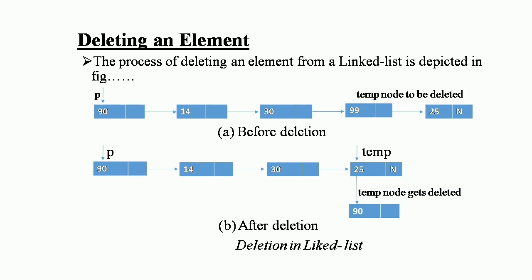After the 30, the next node is connected to the 25th node. After 99 is removed, that is deleted, the connection goes directly to the 25th. There is no connection after that one. That's why the 99 is removed, the node gets deleted, the temp node to be deleted. This way you can delete elements.